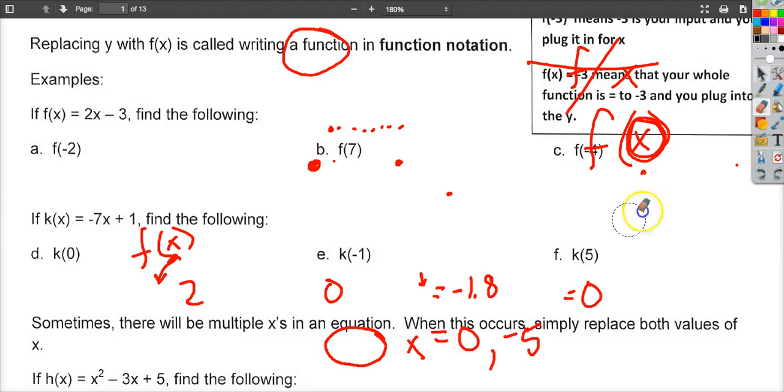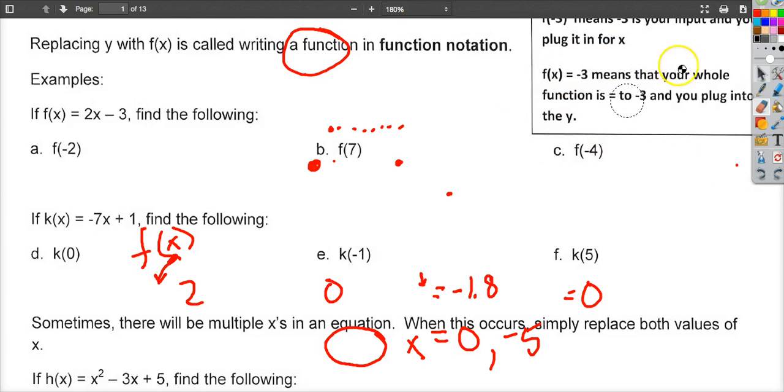All right, let's erase. Erase, erase, erase. I need a bigger eraser.